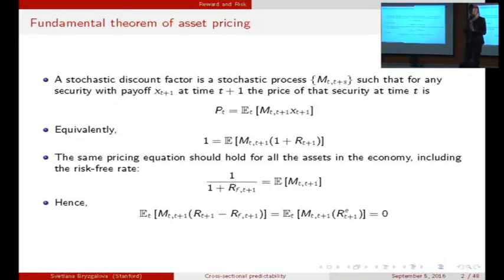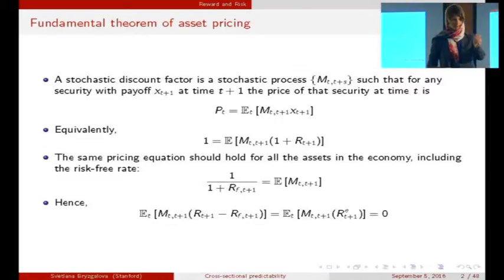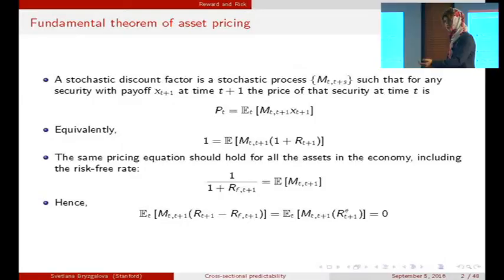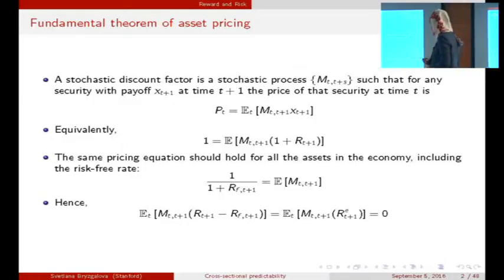What is this? The definition is the following. A stochastic discount factor is a stochastic process, basically think of it as just some sort of time series, such that for any security with a certain payoff in the future, in the period T plus one, which is equal to X, so it could be different in different states of the world, the price of that security today is going to be equal to this quantity, okay? So this is going to be the expected value of the product of the stochastic discount factor and the actual payoff that security is going to have, for example, 1 year from now.